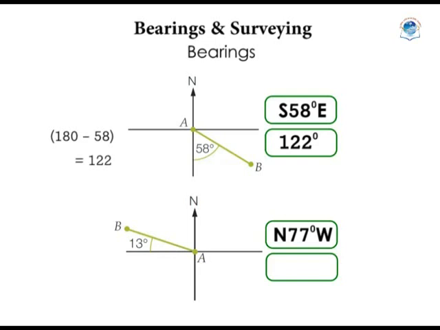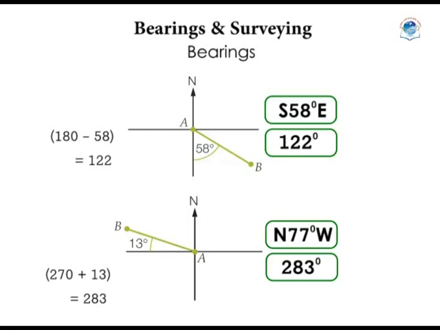How about the true bearing? We measure the angle from north and in a clockwise direction. You can work this out in 2 ways. The first one, north to east, then to south, then to west will give us 270 degrees. Then we add the 13 degrees. That gives us 283 degrees.